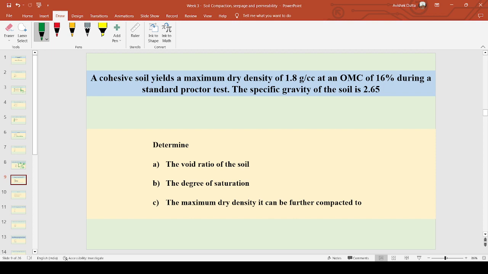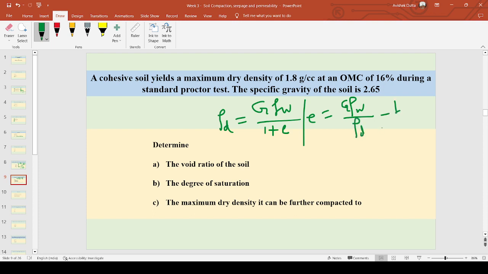Void ratio 0.424. Okay, let's see. For void ratio, you have to use the same formula. Rho d equals G rho w by 1 plus e, from which e equals G rho w by rho d minus 1.